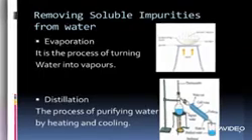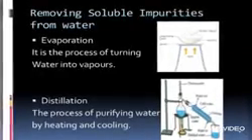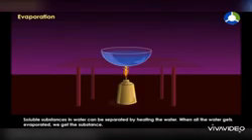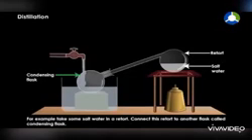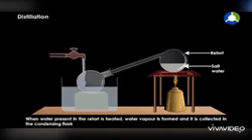But if the impurities are dissolved in water, then there are two methods, evaporation and distillation. The method of changing a liquid into its vapor by heating is called evaporation. You can watch the process how water is evaporated and the impurity is left behind.